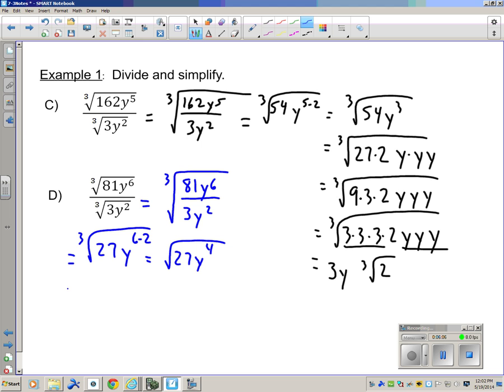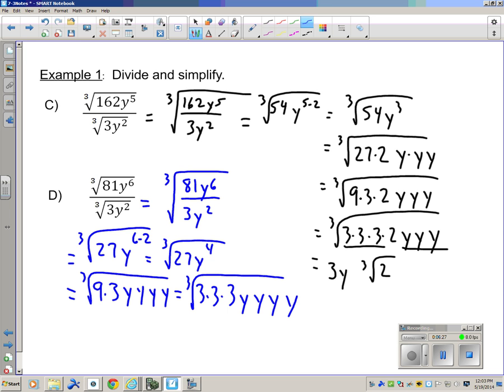And it's up to you how you want to do this. You could pull this apart and say what times what gives you 27. Oh yeah, 9 times 3. And then we got 4 y's. 9 there is 3 times 3. Still had the other 3. And then there's 4 y's.